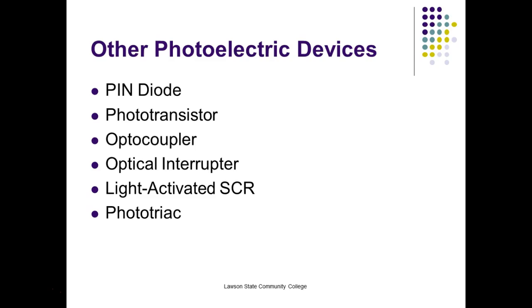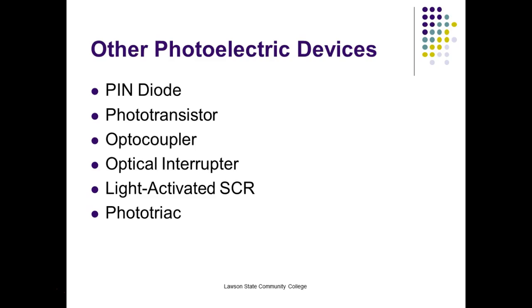Then we have PIN diodes, and we'll look at these when we get into transistors. Most of them now use phototransistors to pick up the light. And these are real fast. Photodiodes are fairly slow, and plus they don't give us much current, right? You understand?